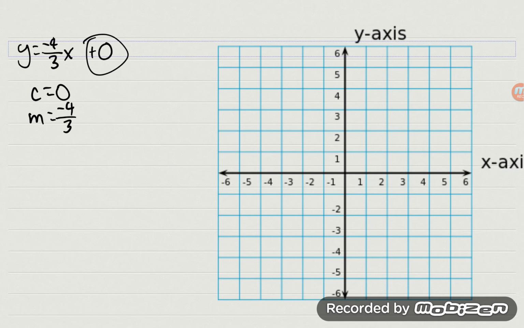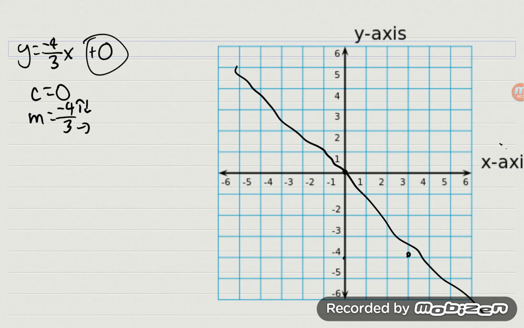So c is 0. Where on the y-axis is 0? Over here, at the origin. Then m equals negative 4 over 3, which is already a fraction for us. Negative 4 goes up or down depending on whether it is positive or negative, and the denominator always goes to the right. So negative 4 goes down: 1, 2, 3, 4. Then 3 to the right: 1, 2, 3. There, we have plotted our two points, and that's all we need to draw our line.